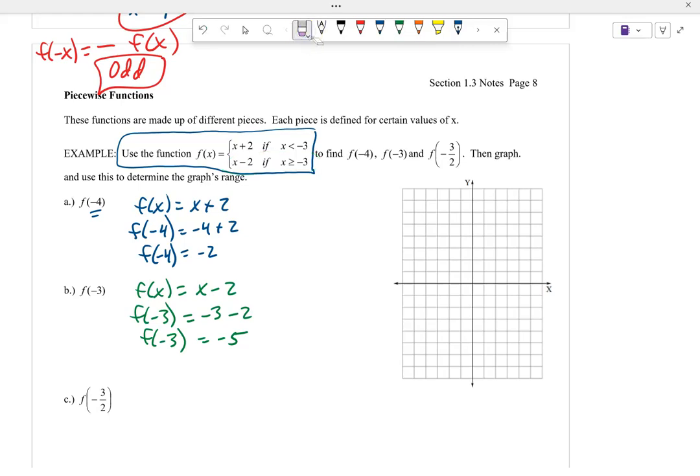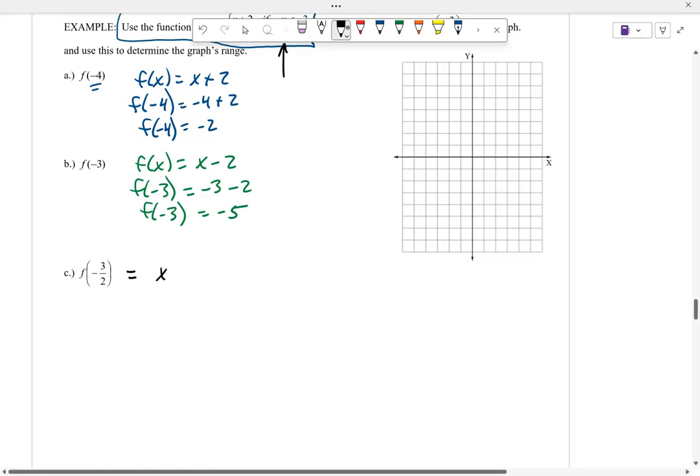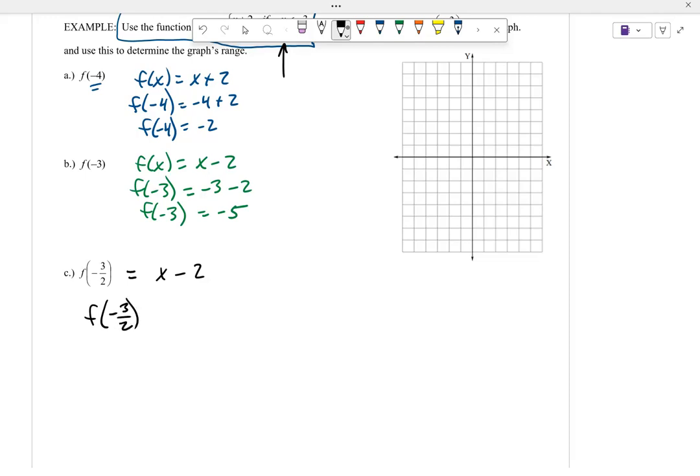Next one is asking us, how about f of negative 3 halves? Well, negative 1.5, is it less than negative 3, or is it greater than or equal to negative 3? And hopefully you recognize that it is greater than or equal to negative 3. So you're going to use that bottom one, f of x equals x minus 2. So f of negative 3 halves is negative 3 halves minus 2. So we got negative 7 halves. F of negative 3 halves ends up being negative 7 halves. All right.